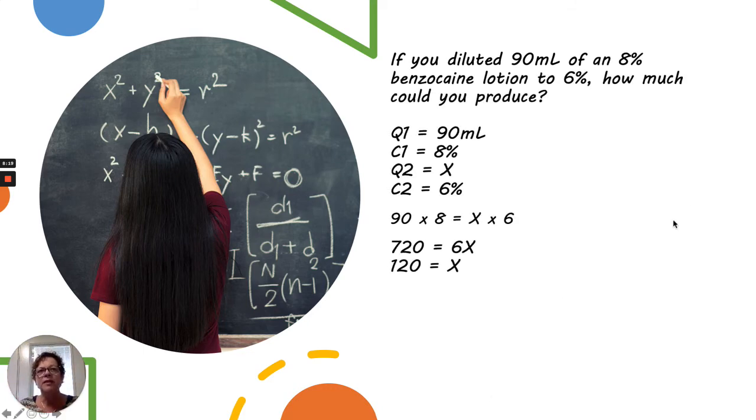So we're just going to fill in there from our problem. If you diluted 90 milliliters of an 8% benzocaine lotion to 6%, how much could you produce? So we're given the quantity, Q1 equals 90 mils. The concentration of 1 equals 8%. Q2 we're solving for, and we know the concentration that we want is 6%. So just filling in the formula, 90 times 8 equals X times 6. 720 equals 6X. X equals 120.